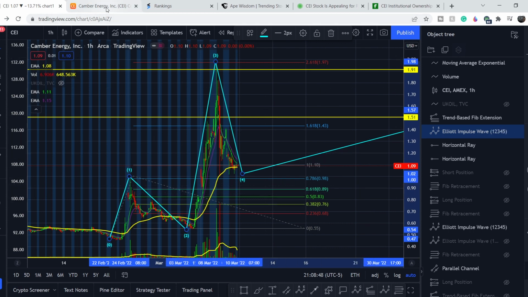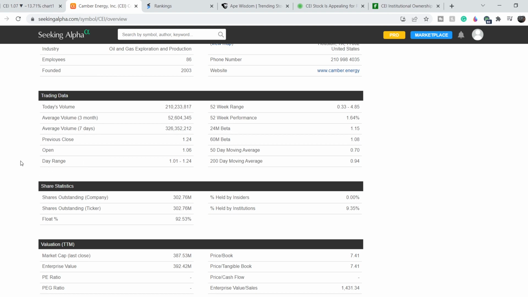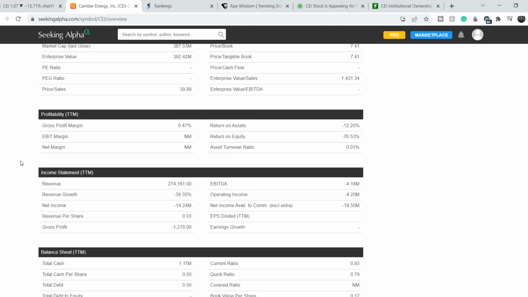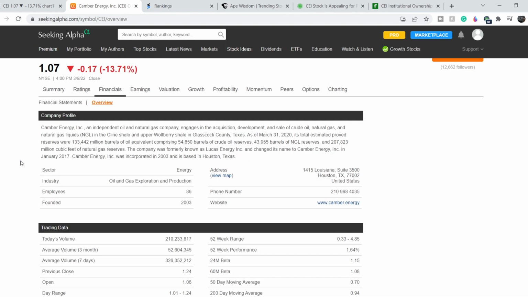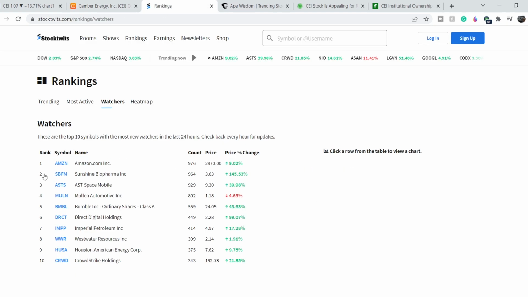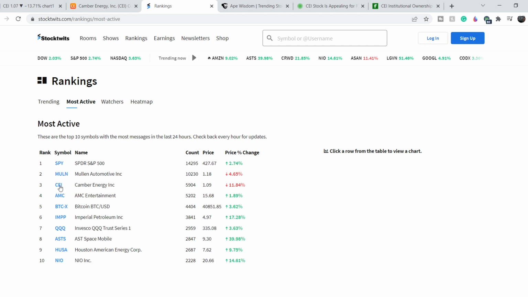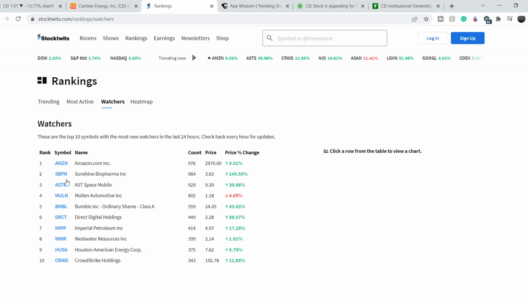So, let's continue with the fundamentals of this company. We still don't have enough data from their numbers, according to this website, and definitely it is not the best way to invest into the company when you don't know how good their numbers are. And I have to say that right now we have a lot of bullish pressure from the retail community, and on stocktweets.com website, in the most active section, we still have Camber Energy in third place, but previously it was in third place in the watchers section as well.